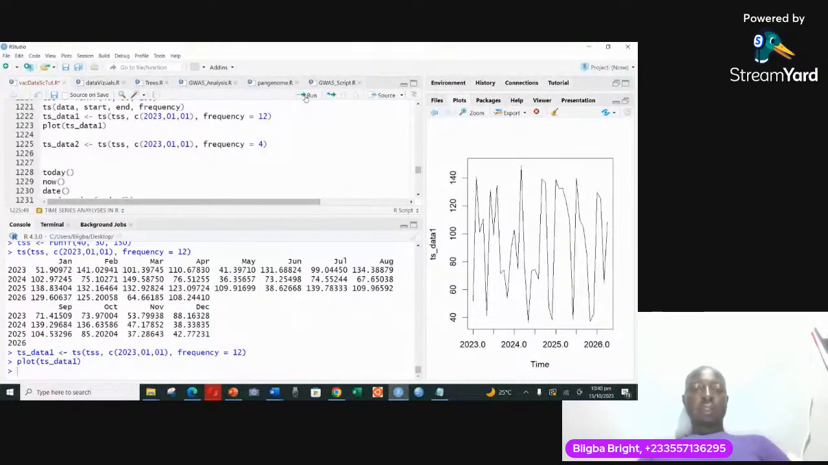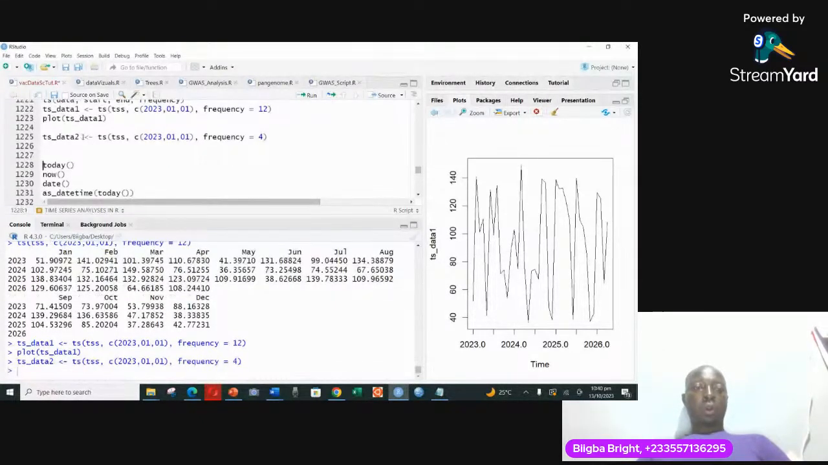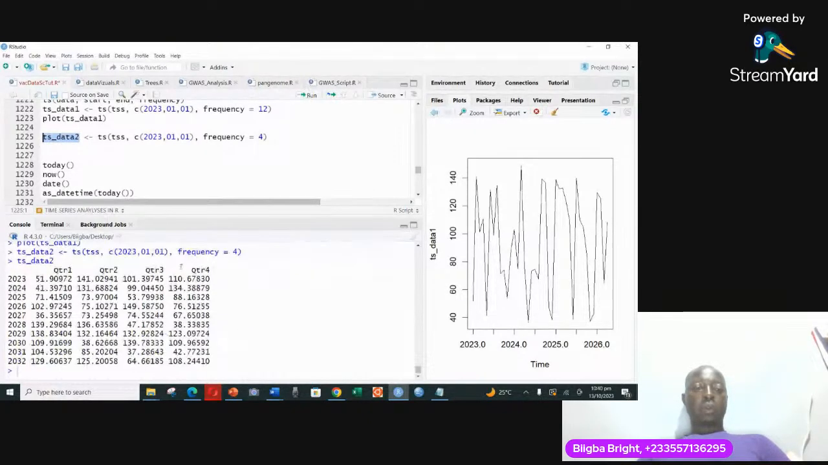So when you run that, and then you decide to print this, look at how it's going to look. You're going to have your first quarter, your second quarter, your third quarter, and then your fourth quarter. It groups the data for you.